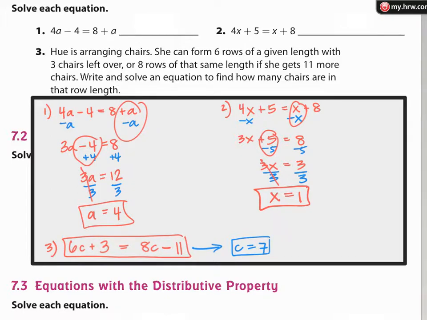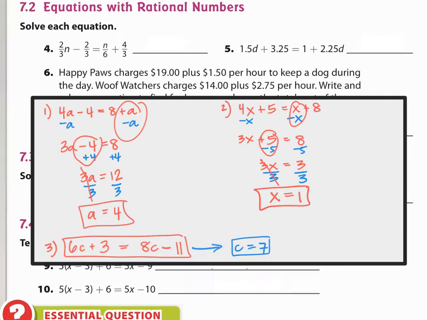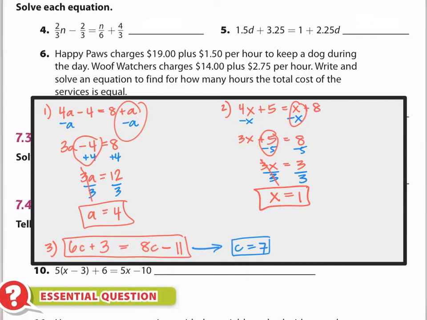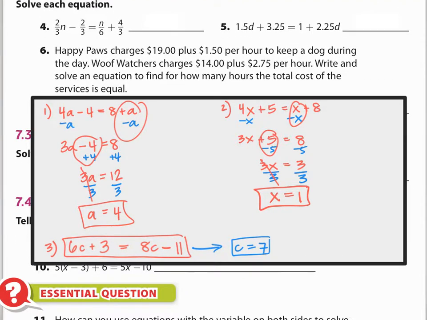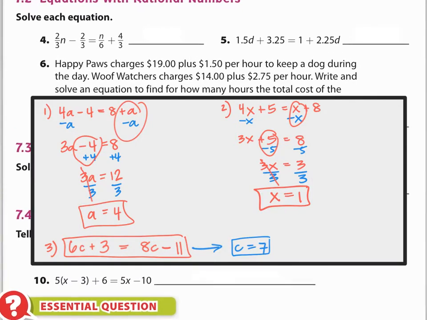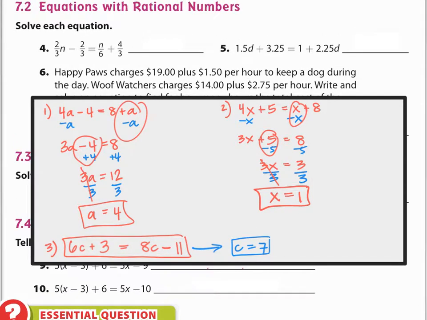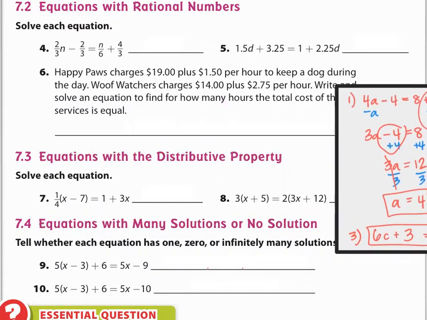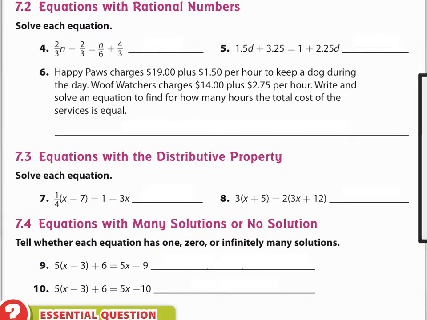Okay, and with that, again, go ahead and pause it if you need to copy any of this or make any corrections to what you have. And once that is done, we're going to go ahead and go to the next portion, 7.2. Looks like you're going to be doing numbers 4, 5, and 6. And go ahead and pause this for about 5 minutes while you try out number 4, 5, and 6.